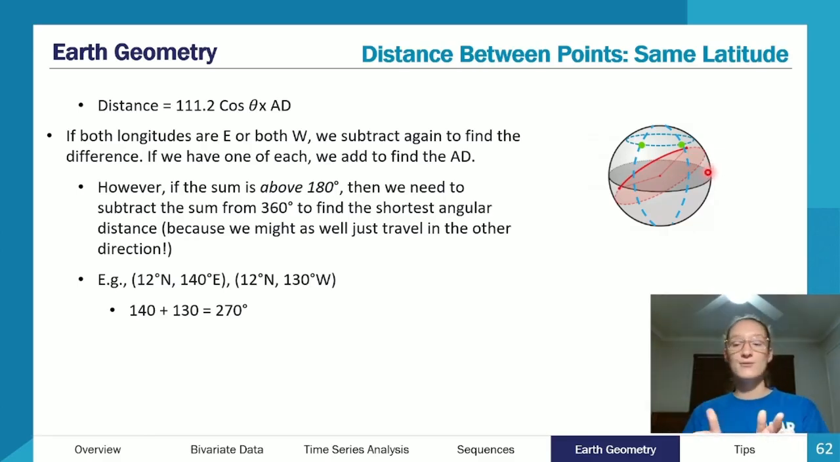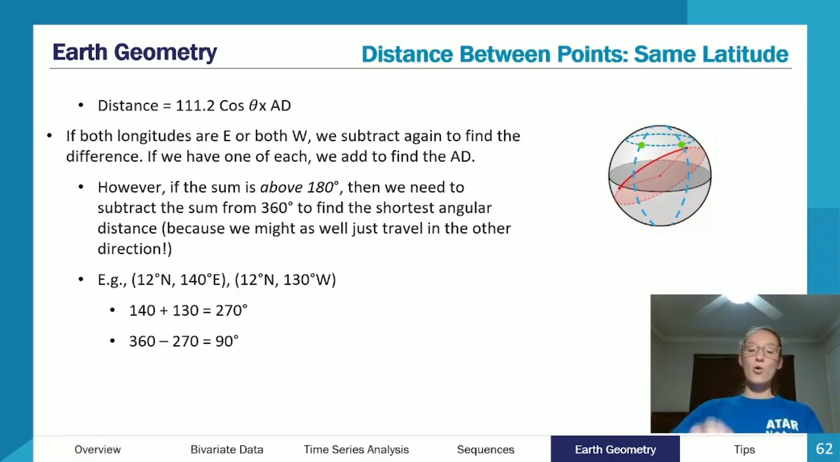So I'm sorry my example doesn't match my picture, but you can pretend that it does. Here we're looking at 12 degrees north. That's our shared latitude, our theta value. Now we need to find the angular distance between 140 degrees east and 130 degrees west. To do that, we add them together, and like the example I gave before, they're 270 degrees apart.